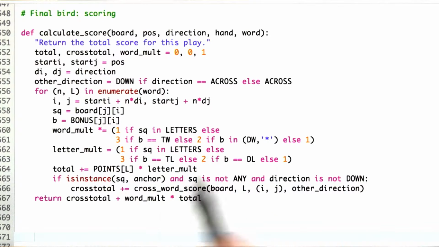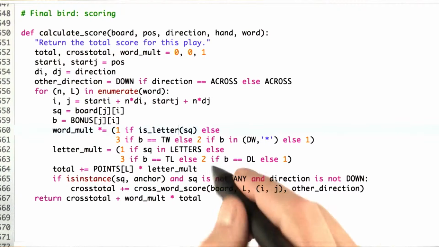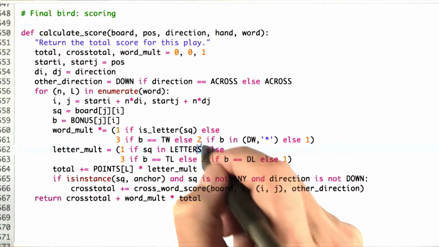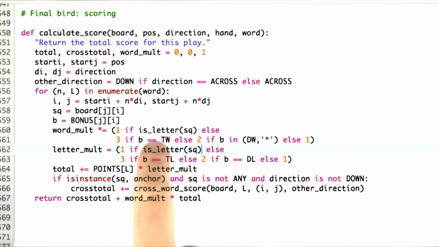I should be defining this here. So this is a bad piece of code. I should be calling is letter a square rather than testing directly, since I decided to make that more abstract. So figure out the word multiplier from the bonuses. You only get the bonus if the letter wasn't already on the board. Figure out the letter multiplier, same thing. Increment my points by the points from the letter times the letter multiplier.